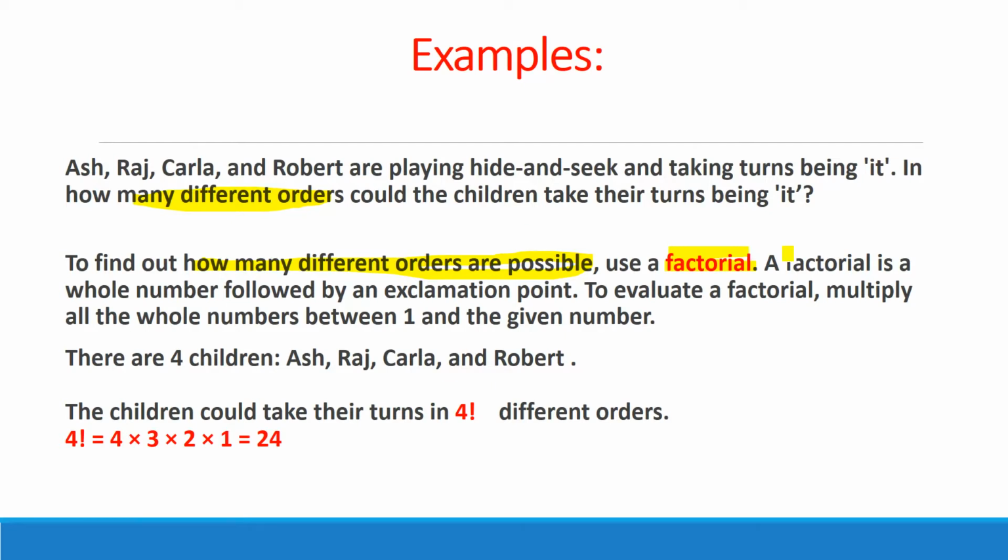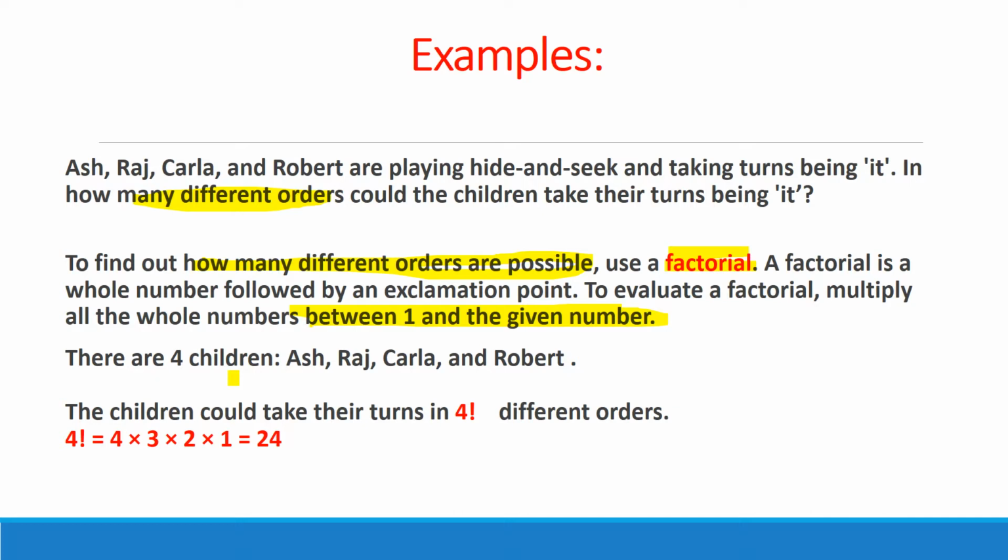And what is actually factorial? A factorial is a whole number followed by an exclamation point. To evaluate a factorial, multiply all the whole numbers between 1 and the given number. So what is the meaning of 1 and the given number? I will just explain it to you.